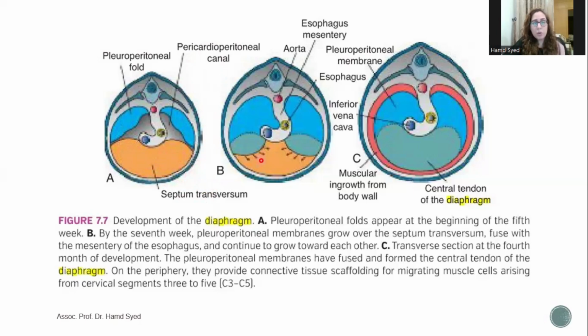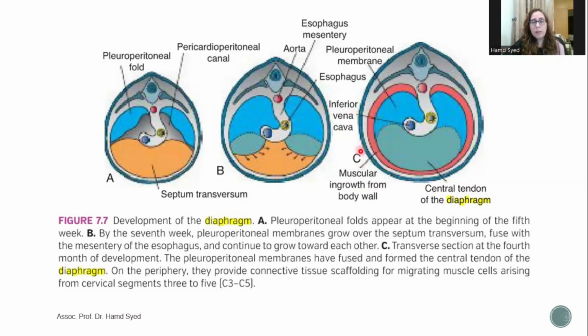Septum transversum itself, remember, does not participate in the formation of the diaphragm, but you can see in the next stage of development in diagram B, which is showing you the 7th week of embryonic development, that the pleuroperitoneal membranes are going to grow over this septum transversum, and as they approach each other, they will also fuse with each other. They will fuse also with this mesentery of the esophagus.